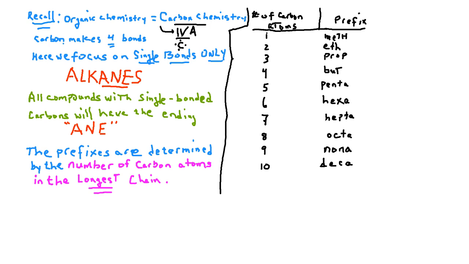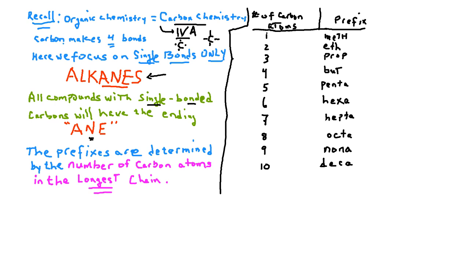In organic chemistry, we write it with lines, right? So we're going to do 4 single bonds. Later, we'll do double and triple bonds, but for now, we're just focusing on single bonds. All single bonded carbons, these hydrocarbons. We're just adding hydrogen first. These are called alkanes.